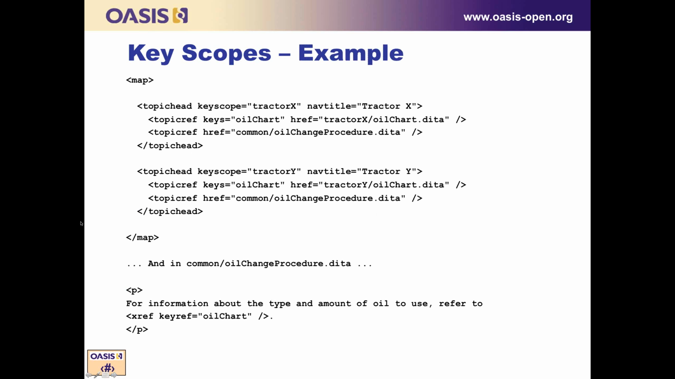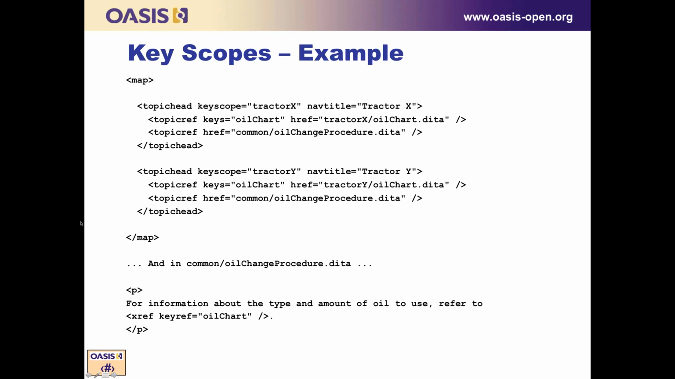So here's an example of how this would work. Here I've got a map that serves as an omnibus publication for service information about 2 different models of tractor. And it turns out we've got tractor X and tractor Y, and the oil change procedure for both tractors is exactly the same. And I want to reuse the topic and the task covering that procedure for both regions. So here you'll see I've got references to common oil change procedure.dita in both of these topic heads. But the actual kind of oil that you use in these 2 different tractors is slightly different. And so I've got specific topics describing the oil specifications for those tractors.